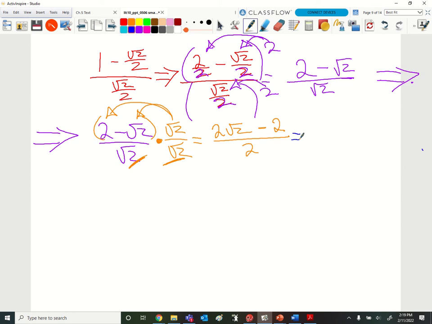So what I'm going to do is take out a 2. So I'm going to factor out a 2, so divide this by 2. So what is 2 rad 2 divided by 2? Rad 2. Just rad 2, because the 2's will go away, right? Because I just factored that out. Does that make sense?